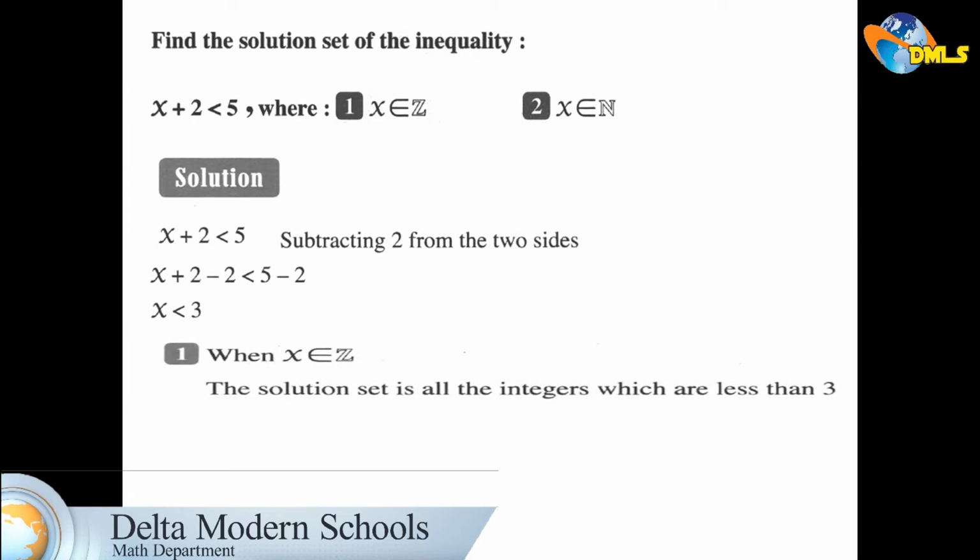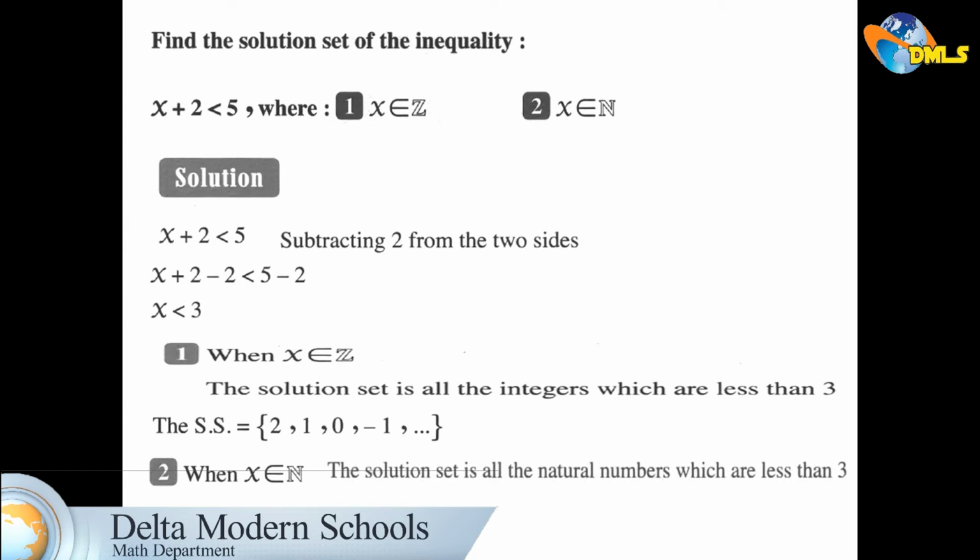Number 1, when x belongs to Z, the solution set is all the integers which are less than 3. So the solution set equals the set of 2, 1, 0, negative 1, and so on. Number 2, when x belongs to natural numbers, the solution set is all natural numbers which are less than 3. The solution set equals the set of 2, 1, and 0.